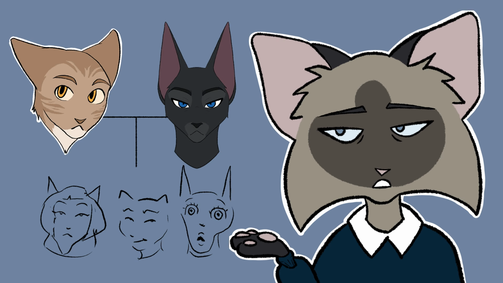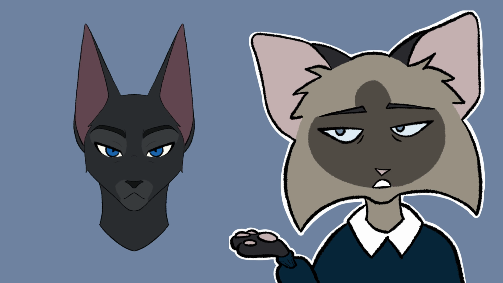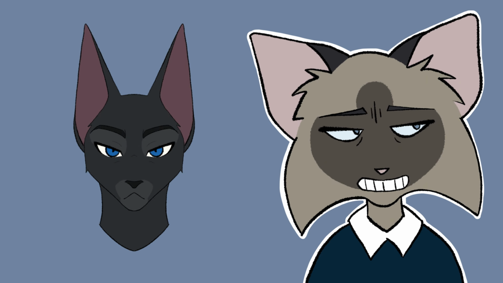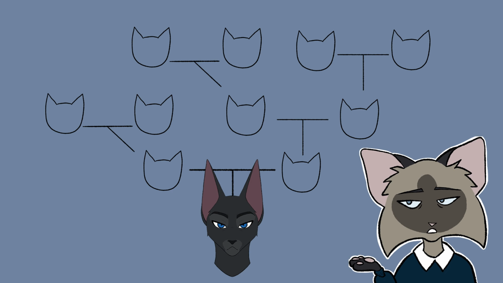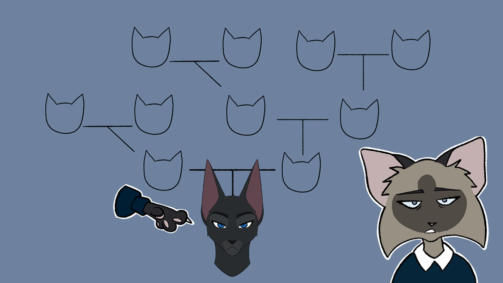Okay, so for those of us who have finished the series, we know that Leafpool and Crowfeather are the parents of the trio. However, Crowfeather has a line to trace back, so we're going to start from the beginning. So I have created this handy dandy family tree to look at. At the bottom of this family tree is Crowfeather.